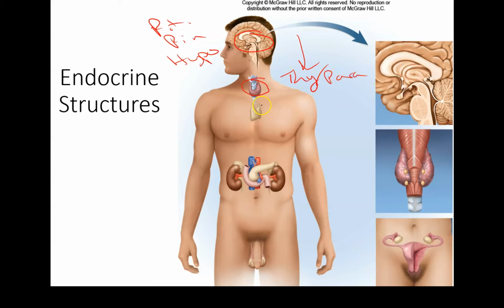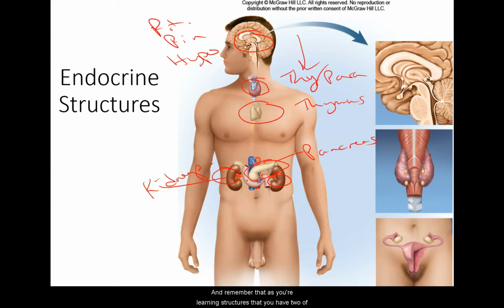Sitting right on top of the heart, you'll find the thymus. Behind the stomach, you'll find the pancreas. Sitting retroperitoneal, or posterior to the abdominopelvic or peritoneal cavity, you'll find the kidneys here and here.